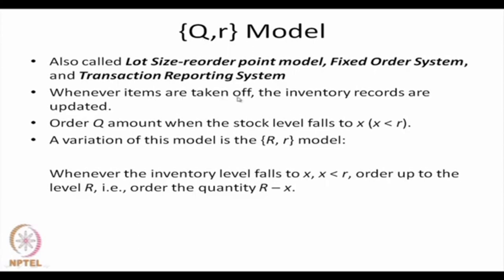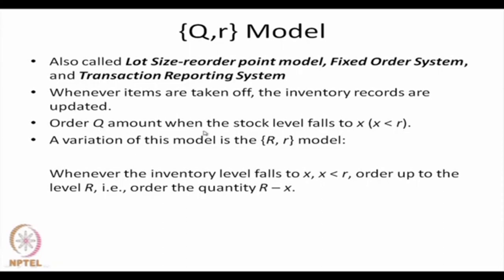Whenever items are taken off, the inventory records are updated immediately. That is why it is called a transaction reporting system. Order Q amount, the fixed order or lot size order, when the stock level falls to X, X less than R. That means, when the inventory position falls to less than R, place an order for Q.